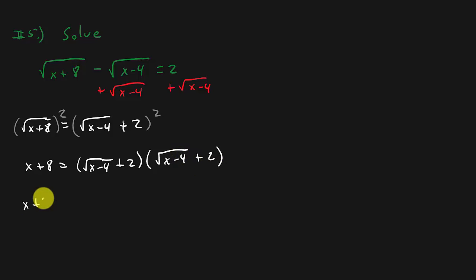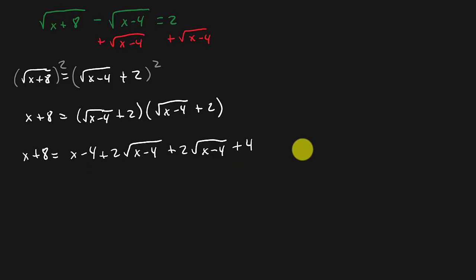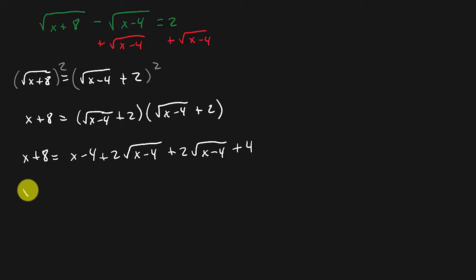And then we've got to FOIL that. So we get x plus 8 equals, so we multiply the first, that's going to be the square root of x minus 4 times the square root of x minus 4, which is x minus 4. And then we multiply the outside, so that's plus 2 square root of x minus 4. Multiply the inside, plus 2 square root of x minus 4. And then the last, that would be plus 4. And so we get x plus 8 is equal to x. And then let's see, the 4's go out, that's 0. So plus 4 square root of x minus 4.